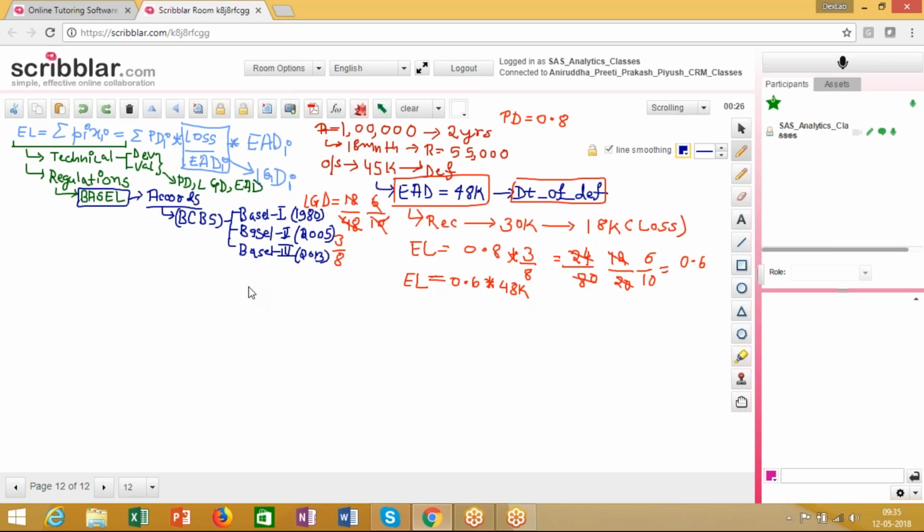Right. Now, what was the basic philosophy of Basel? Basel had a very simple philosophy. So initially, what Basel said was that whenever a bank is into a business and it's lending out, it must set aside 8% of its total asset as capital. So you just need to.